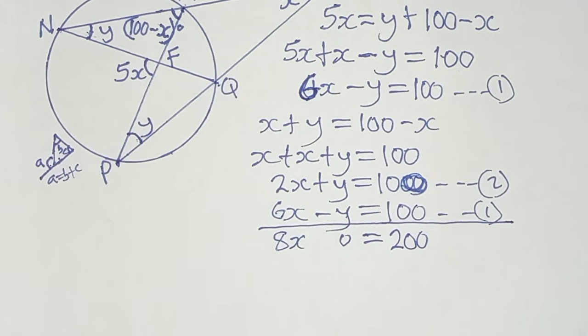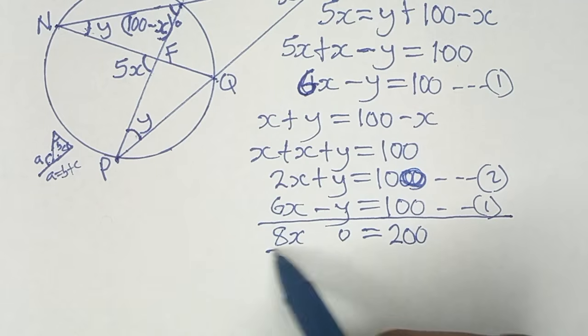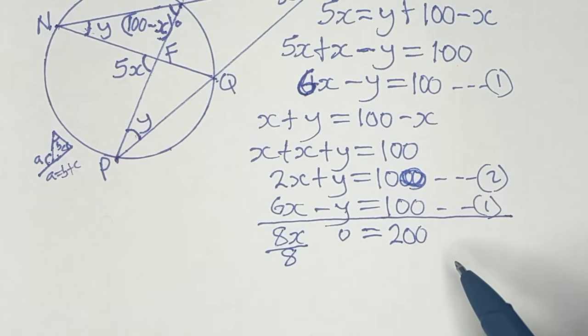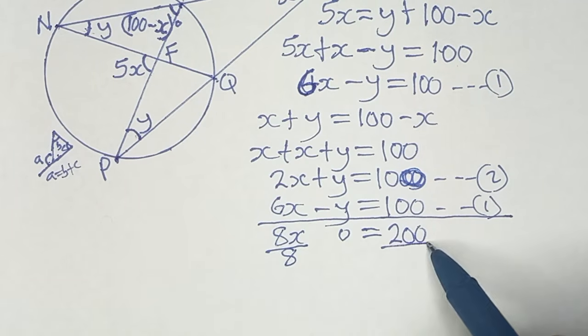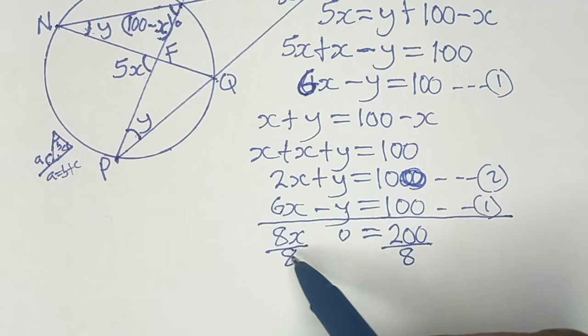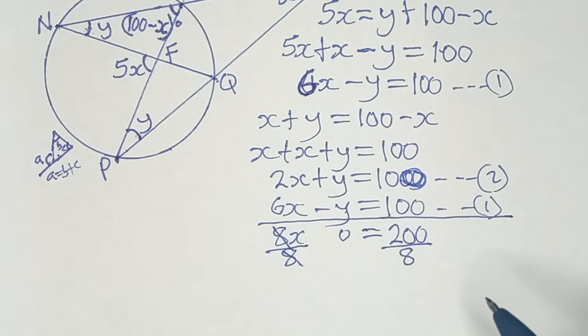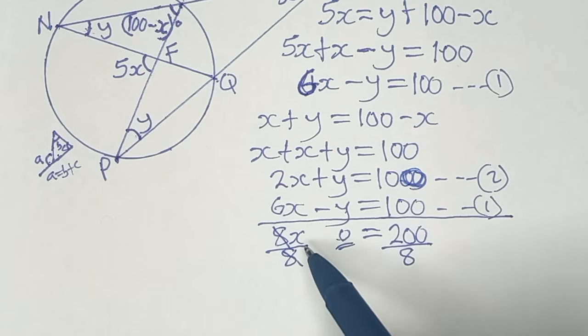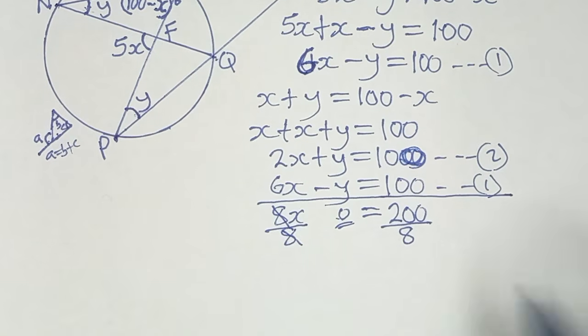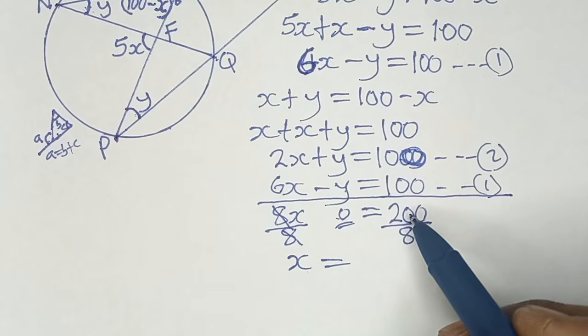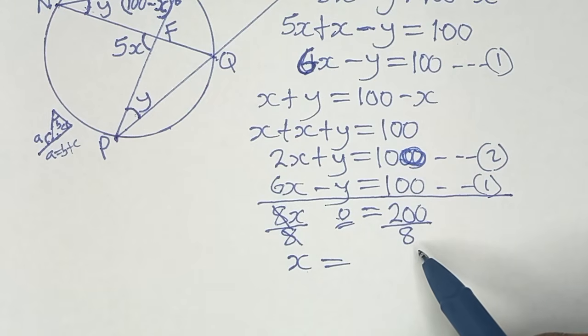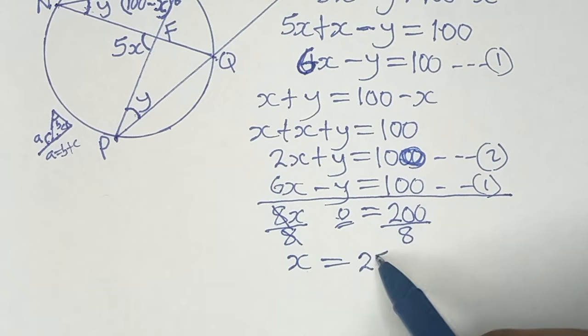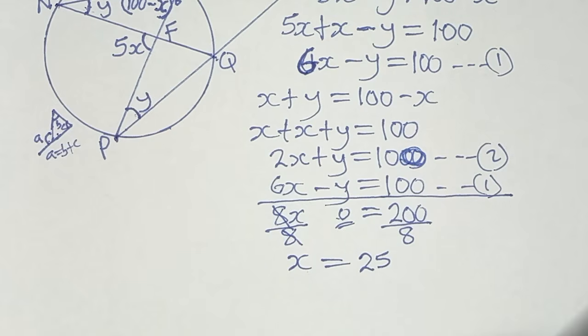So now I can simply divide both sides by 8. I divide this by 8, and I also divide this by 8, so that this 8 will cancel the 8 on this side. And don't forget, this 0 means nothing, so we are not regarding this 0 to be anything. So I'll be left with x on this side, and that will be equal to 200 divided by 8, which gives us 25. So the value of x is 25.